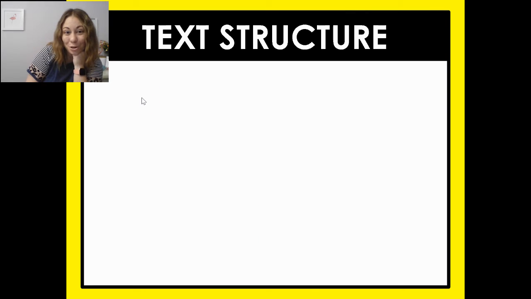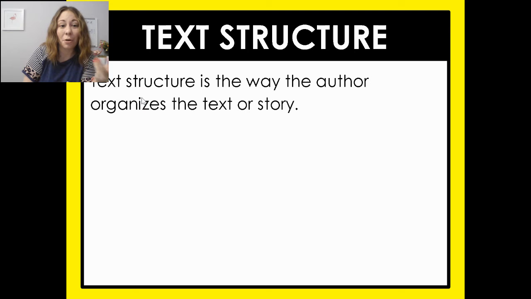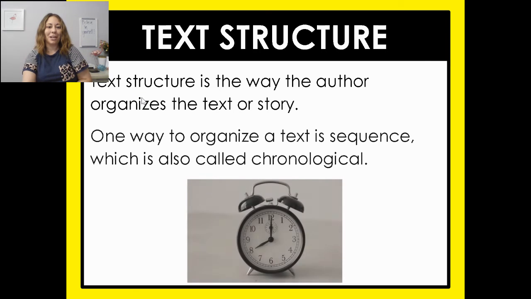So back to text structure. Remember we said that that is how the author organizes the text or the story. So it's the way that the author organizes the story. And one way to organize a text is sequence, which is also called chronological order. That means that it goes in time order, one thing after another. And that is the way that this text has been organized. They told us about Philippa Langley's journey of finding Richard III all the way from the beginning to the end in time order. So we've got our little clock there, time order.